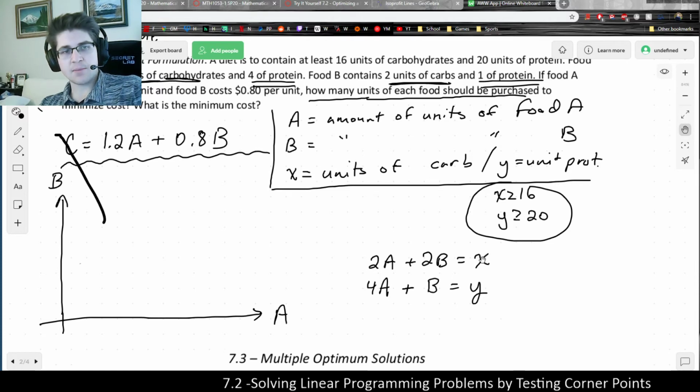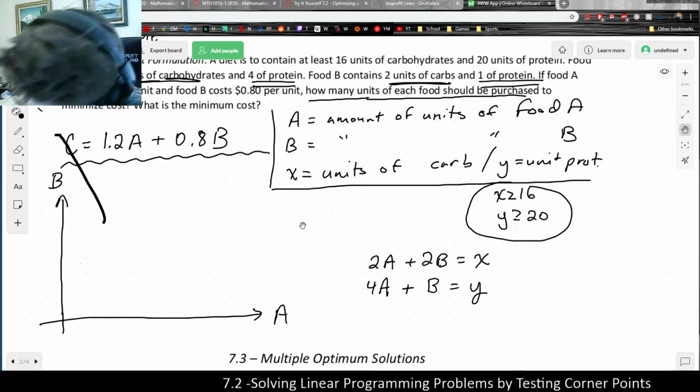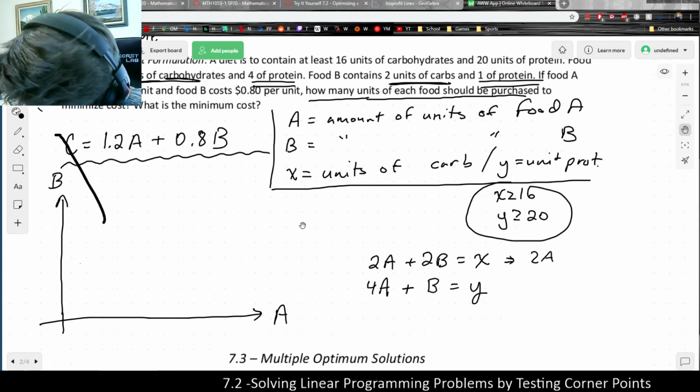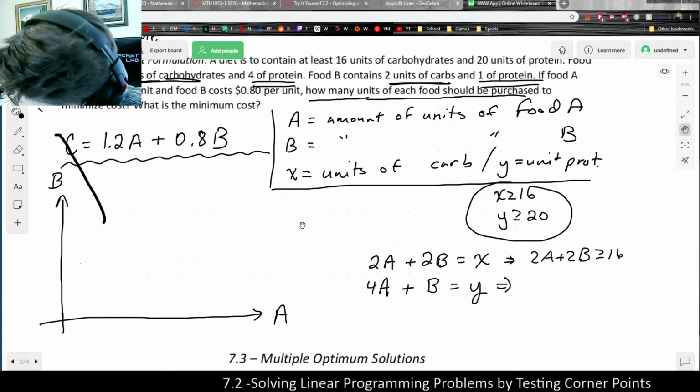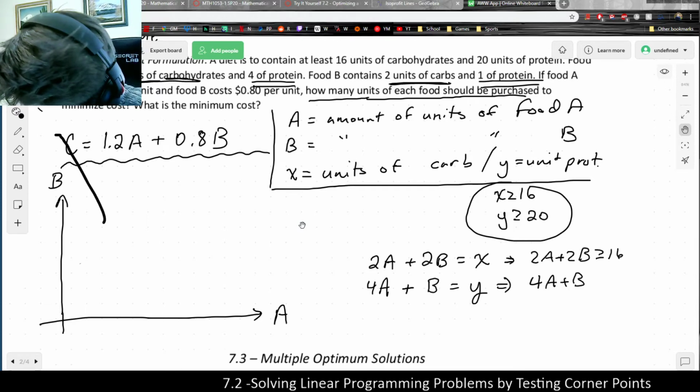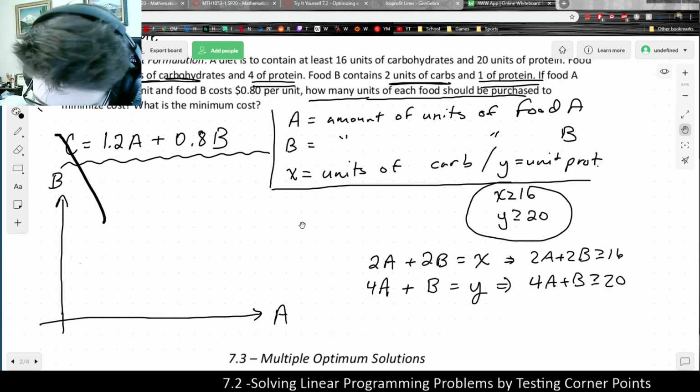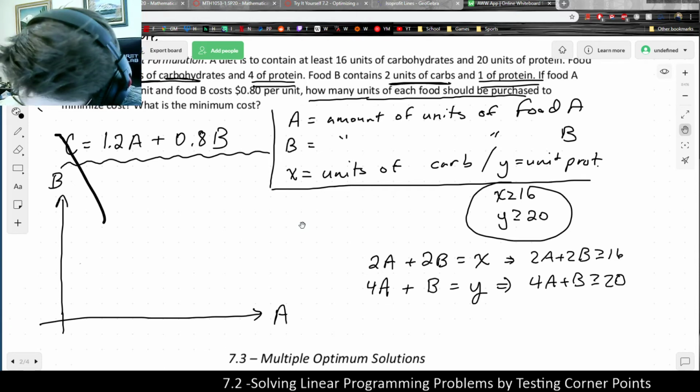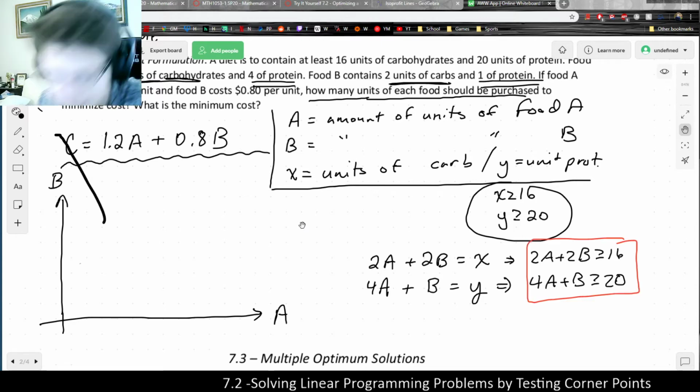So X must be greater than or equal to 16, which implies 2A plus 2B must also be greater than or equal to 16. And Y must be greater than or equal to 20, which implies that A plus B must be greater than or equal to 20. And this is the important thing that we needed to know. We needed to find the constraint inequalities, which were not necessarily obvious.